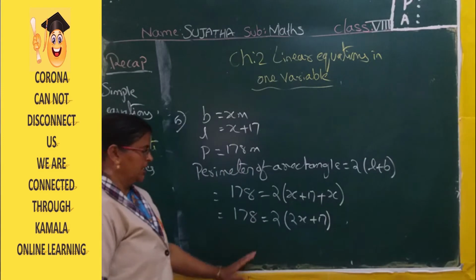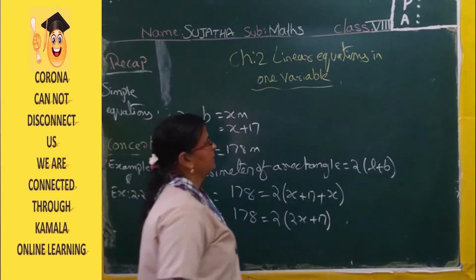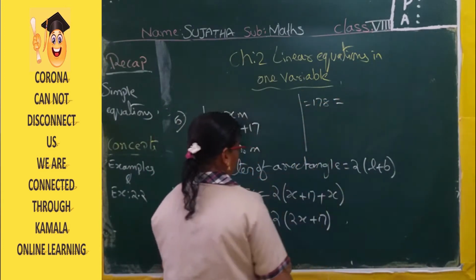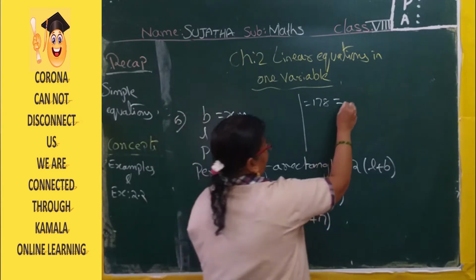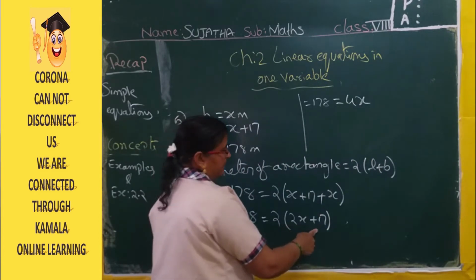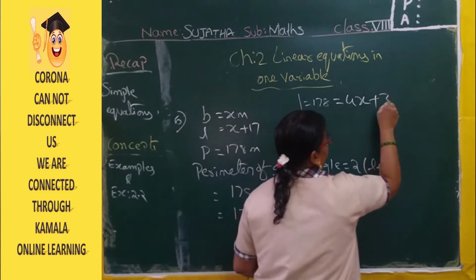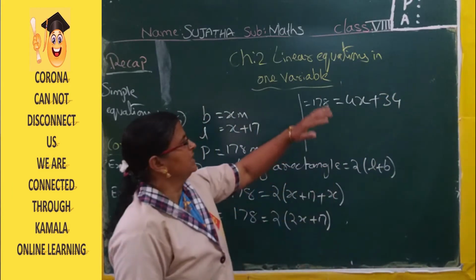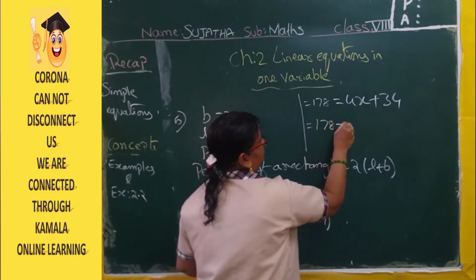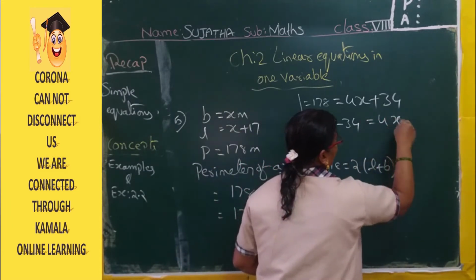Now you have to open the bracket, meaning by 2 you have to multiply. Then what will you get? 178 is equal to 2 into x, 4x. 2 into 2x, 4x. Plus 2 into 17. 17 2s are 34. Now this plus 34 should be moved to the left side. That is 178 minus 34 is equal to 4x.